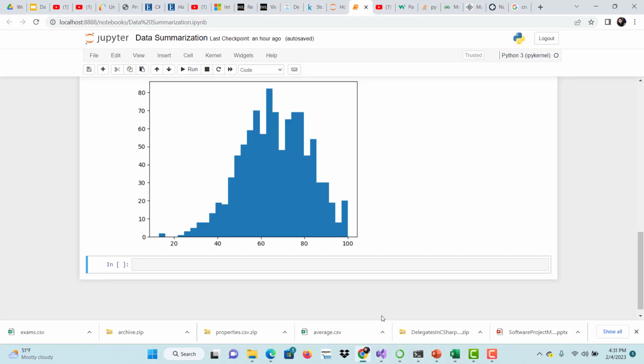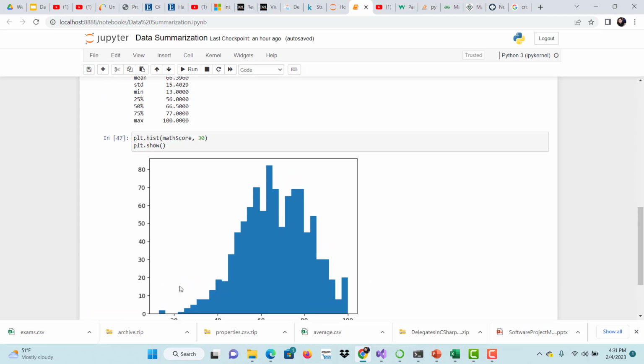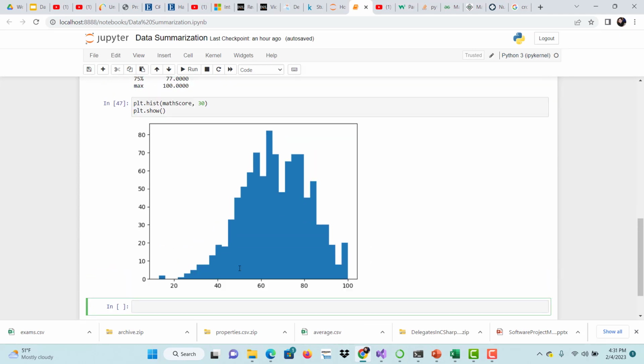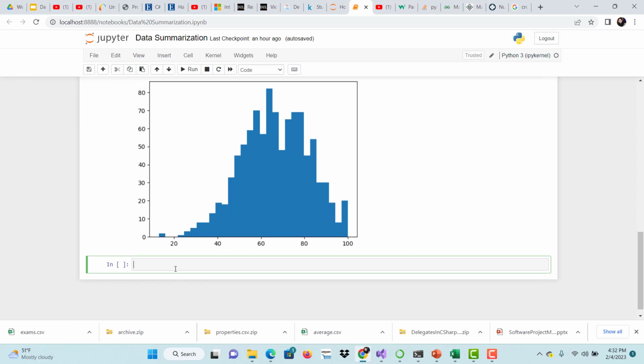So that's how we interpret the shape of the histogram. There are more things you could look into, like the outlier. There are a few students whose scores are extremely low, far away from other students' scores, like this. If you are interested, you can find the video on my YouTube channel.